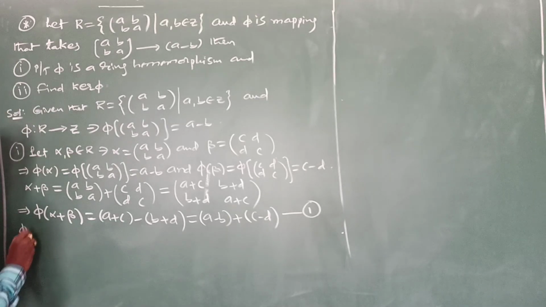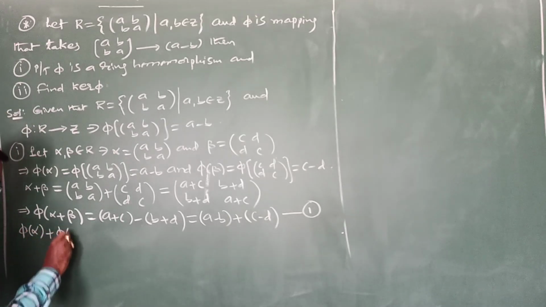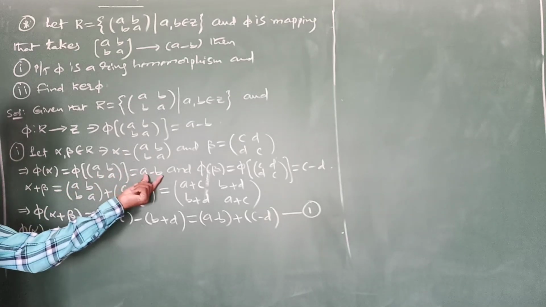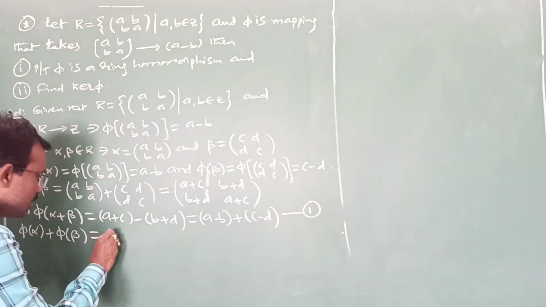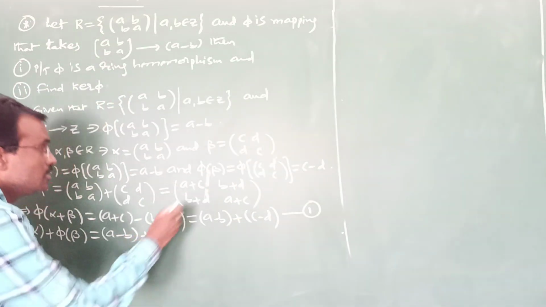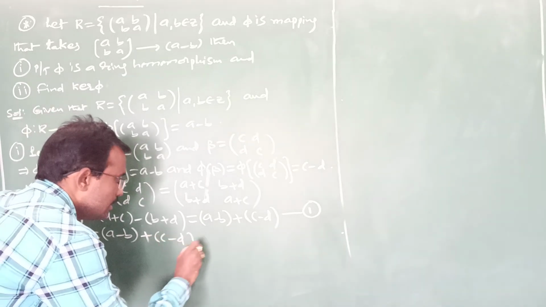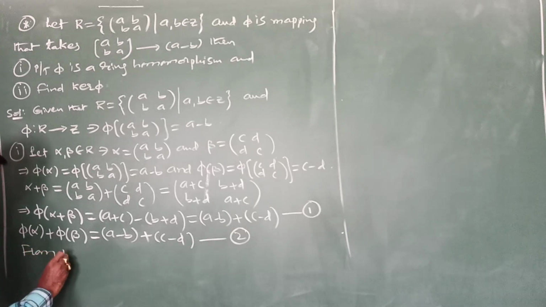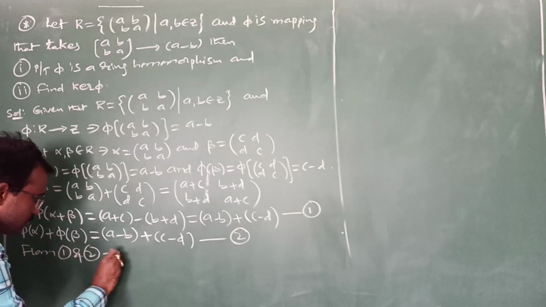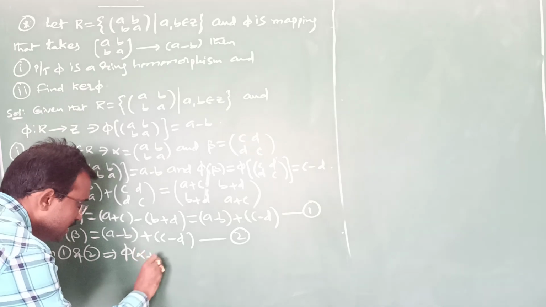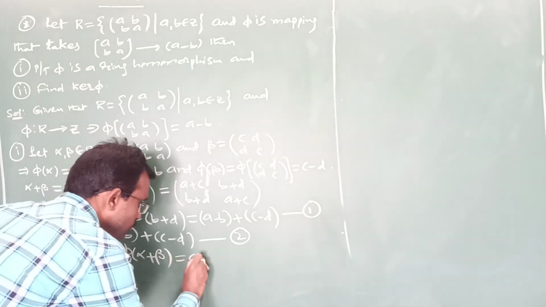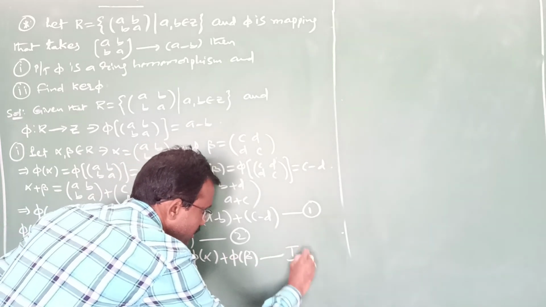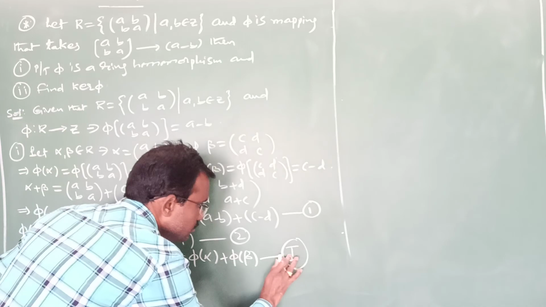Now define separately phi of alpha plus phi of beta. Phi of alpha is this and phi of beta is this. Those two things I am taking: A minus B plus C minus D. Let this be number 2. From 1 and 2, we say that phi of alpha plus beta is equal to phi of alpha plus phi of beta. Let this be expression number 1.